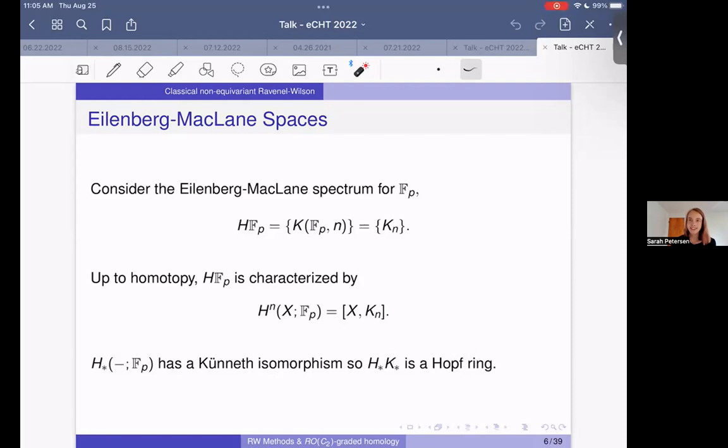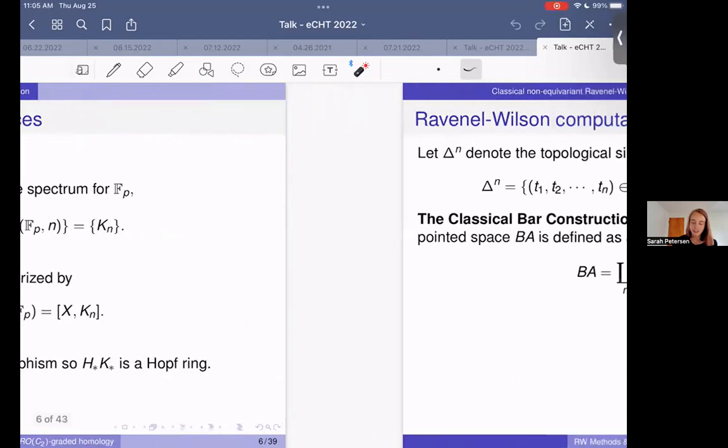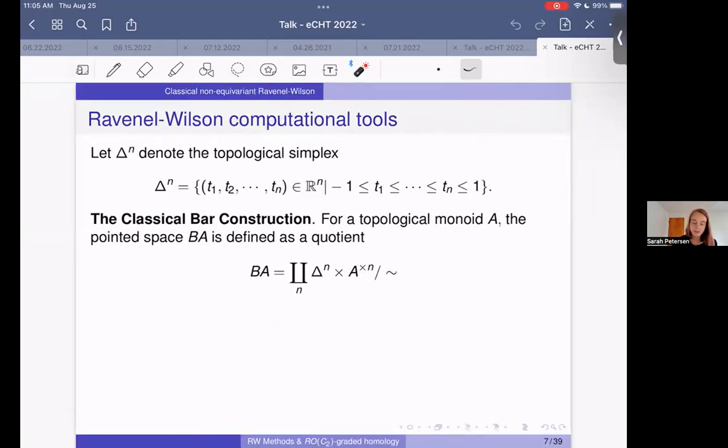And Ravenel and Wilson use a number of tools to compute this explicitly, and perhaps the most important of them is the bar construction. So I'm going to be using a particular model of the bar construction today, starting with a slightly non-standard model for the topological n simplex. I'm going to let it be points taken from the interval -1 to +1, so that when we introduce a C2 action later on, the simplex can rotate around the origin, which is simply convenient for modeling purposes.